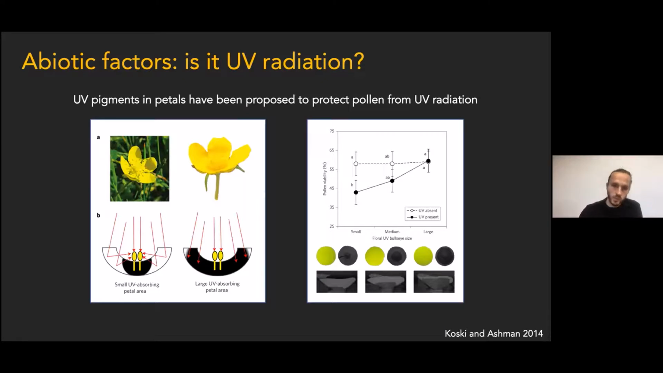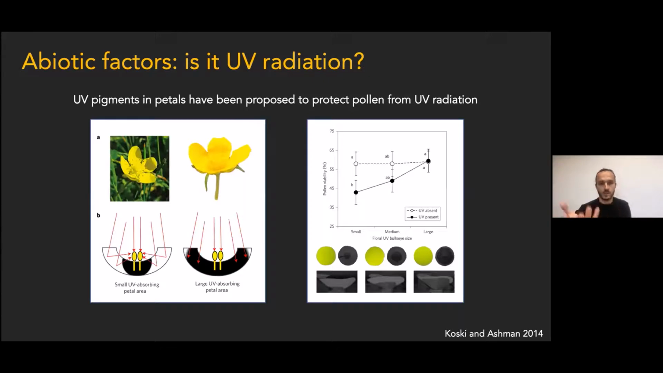And this is also supported by previous studies in Argentina anomala. They found there's variation for UV patterns in the flower of these plants. And what was found is that plants that grow in places where there is a higher level of UV radiation have larger UV patterns. So you have plants with larger UV patterns the closer you get to the equator. And the reason for that is believed to be because they protect pollen from excessive UV damage.